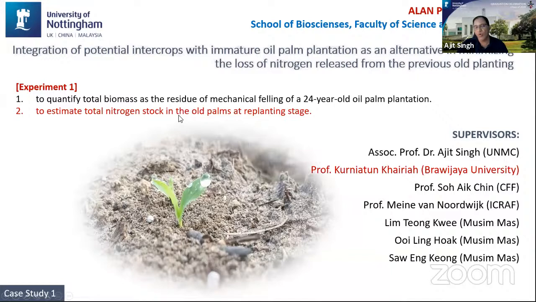In between the two oil palm rows, the space was left idle. So we made use of it to grow crops. It's a kind of interplanting, planting in between the rows of oil palm to trap the nutrients that are being released. So that's something we are trying to do. We are trying to trap the nutrient that is being released from the oil palm residues. Okay.